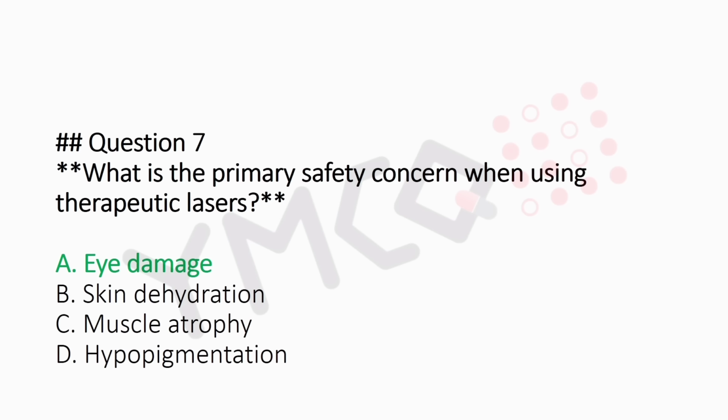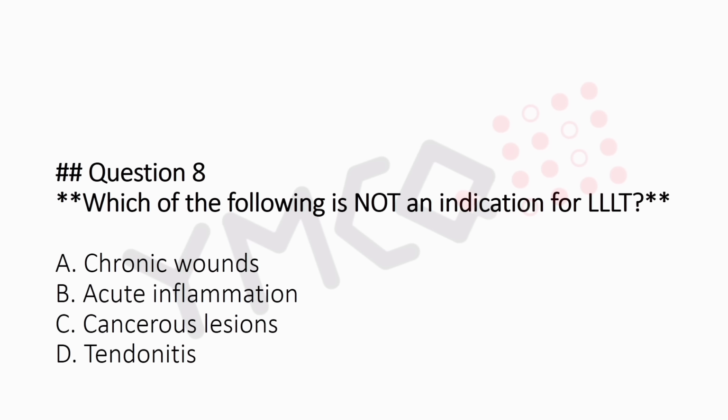Now let's move to question number 8. Which of the following is not an indication for LLLT? Option A, chronic wounds. Option B, acute inflammation. Option C, cancerous lesions. Option D, tendinitis. And the answer is option C, cancerous lesions.